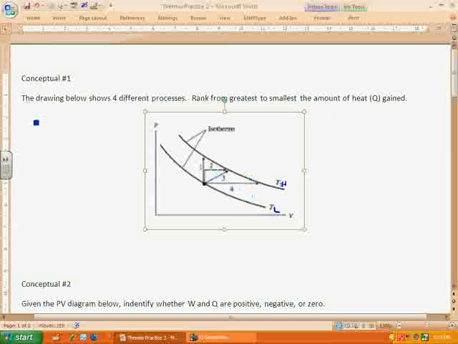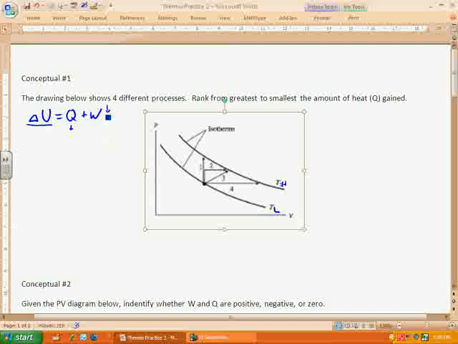Okay, we know that the internal energy is equal to the heat plus the work. Now, since the internal energy is always going from one temperature to the other, that means the internal energy is going to be the same for all of these processes. That means that the heat will be directly related to the work. Okay, so we're looking for the heat gained, so we're looking for positive heat, and so the one with the most heat gained is going to be the one that has the lowest amount of work. Alright, the one that has the highest amount of work obviously doesn't need to gain as much heat.